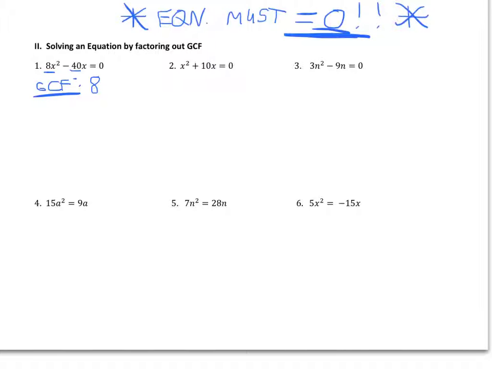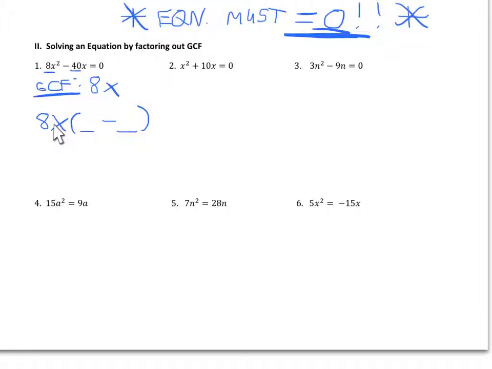And each of those terms have an x. We have an x squared and an x. You take the smallest exponent, so it's just x. So 8x is the GCF. Now since we have two terms, I'm going to have two terms inside here separated by a minus, because that's what's originally given to us.